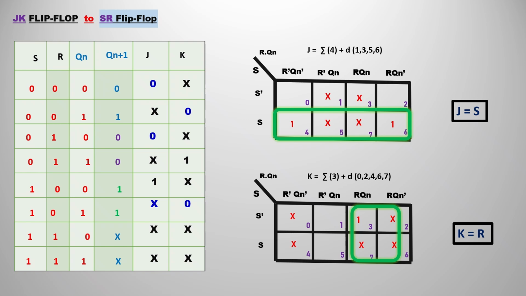If you see for the K also, you have min terms and don't care situations in the positions of 0, 2, 4, 6, 7. So I made a group of 4 elements. So the K output expression is similar to R. And the last step remaining is to use this J and K in the circuit diagram. So let's see it on the block diagram as well.